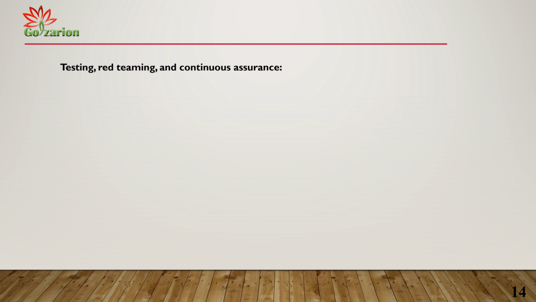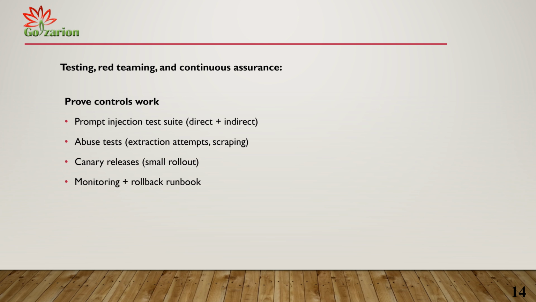Finally, testing, red teaming, and continuous assurance. Don't wait for production incidents to learn what your model can do. Build a test suite for prompt injection, direct or indirect. Test abuse patterns like scraping and extraction attempts. Use canary release to roll out changes safely. And have an operational rollback runbook. What triggers rollback? Who approves it? And how do you restore the last safe model and prompt configuration. Deep security is not a one-time design. It's continuous assurance.